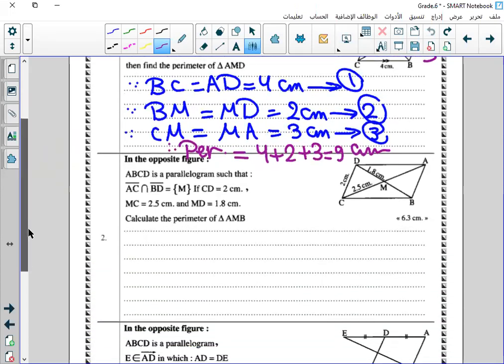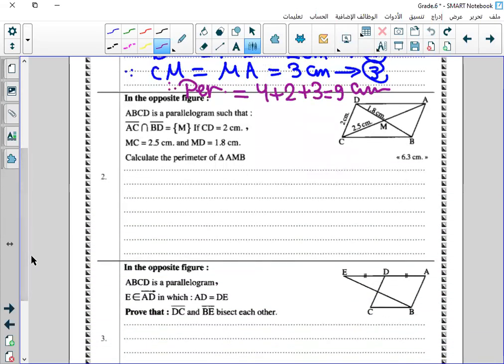Okay, the next question. In the opposite figure, ABCD is a parallelogram such that AC intersects BD at M. If CD equals 2 centimeters, MC equals 2.5 centimeters and MD equals 1.8 centimeters, calculate the perimeter of triangle AMB. Who can answer me this question? Yassine, you can answer.